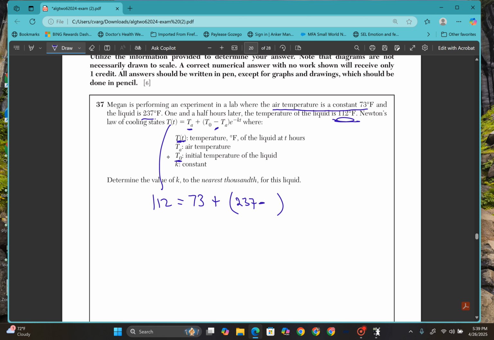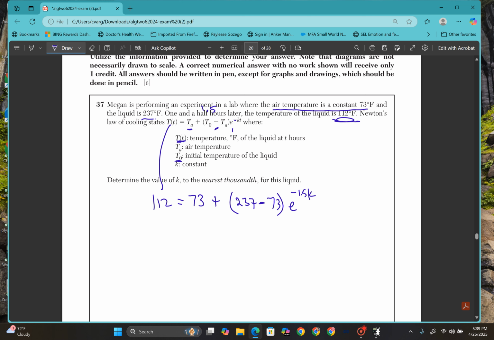And then I'm going to put my TA again. So my TA was 73. And then it says you got to put the E. So we put the E. We don't know what the K is. We're not really sure what K is, so I'm going to leave that alone. And then the T, it tells us it says 1.5 hours later. So my T is 1.5, so minus 1.5. And if you look at the question, it says it's negative, so whatever the T is, make it negative. So I just did that, okay?